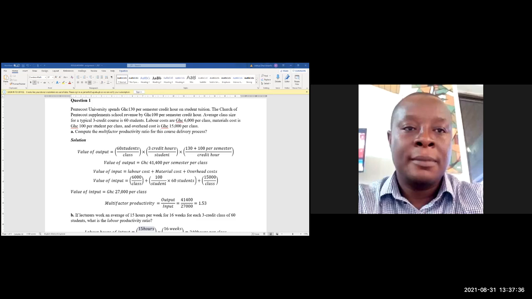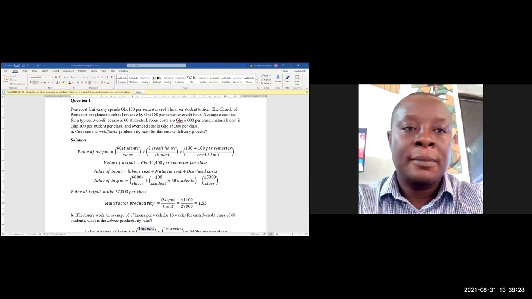Is that okay? First of all, we need to know the value of the output for this question. The output is going to be the number of students you have, the number of credit hours in a course, and the amount of money that is spent by the school. The school spends 130 and the church supplements with 100 cedis. So you can break it into two: what the school actually spends and what the church spends. Then you can add the two to get the total value of the output. Is that clear?